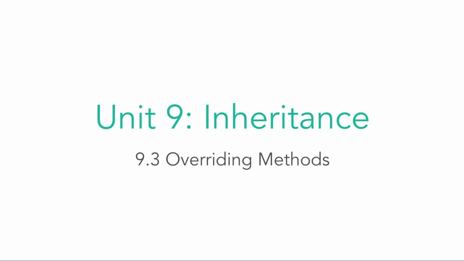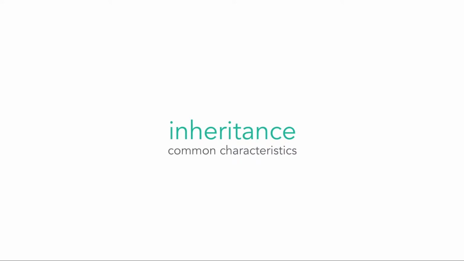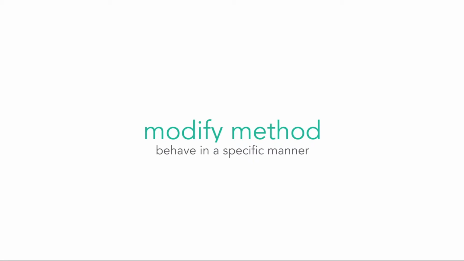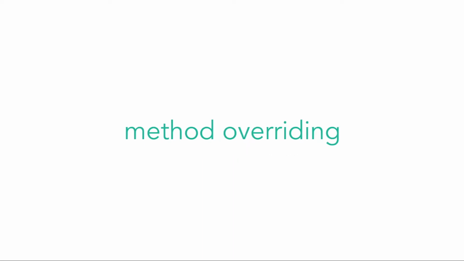Unit 9 Inheritance, Topic 9.3 Overriding Methods. Inheritance allows classes to share common characteristics like their attributes and behaviors. But what if we want to modify a method to behave in a specific manner within its subclass? This modification is called method overriding.